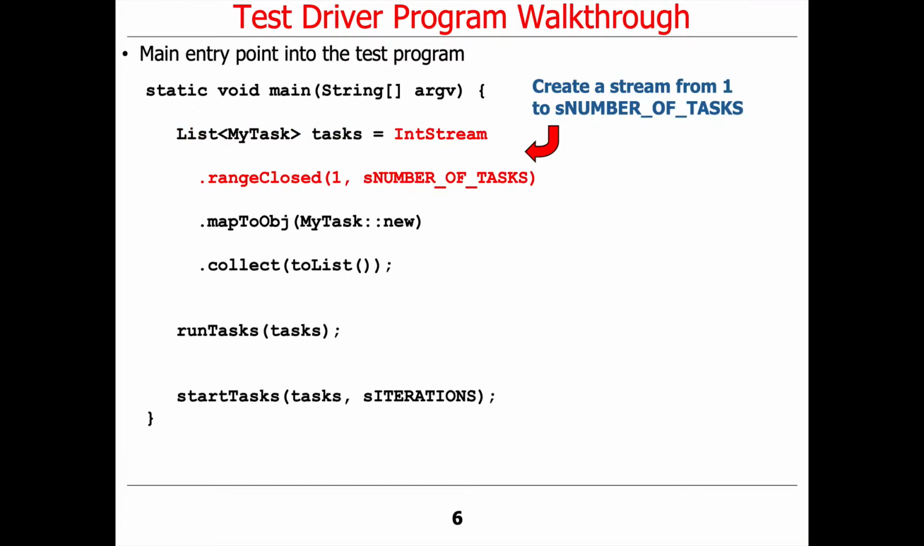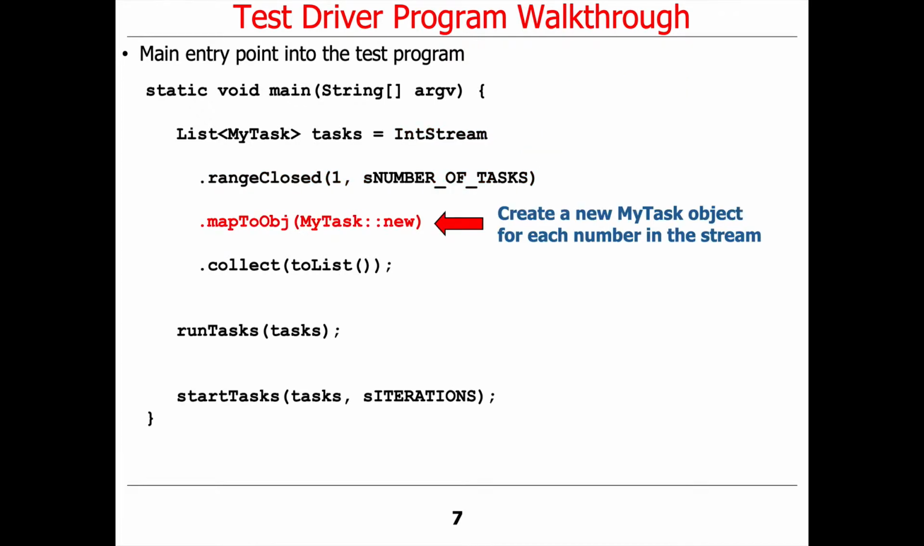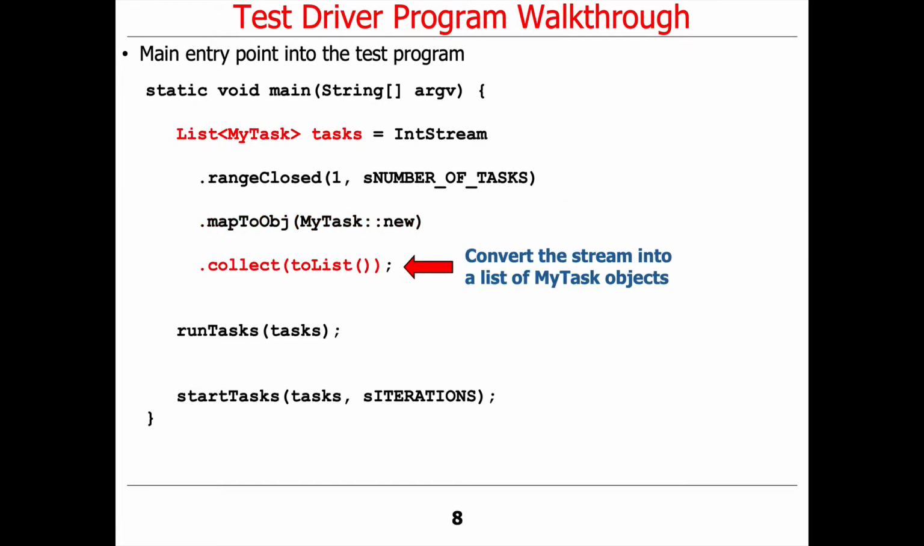We then go ahead and create a stream of ints from 1 to S number of tasks, and let's assume for sake of argument that that could be 100, or it could be 4, or 10, whatever the number is, some number that's defined as a constant. We then take each of those numbers and create a new myTask object using the myTask constructor reference that's passed to the mapToObj intermediate operation. Finally, we collect the stream of newly created myTask objects into a list of myTasks using the collect terminal operation.